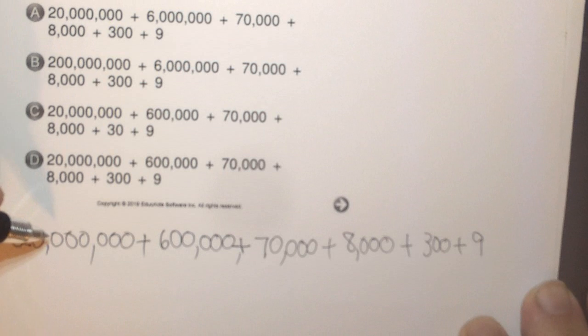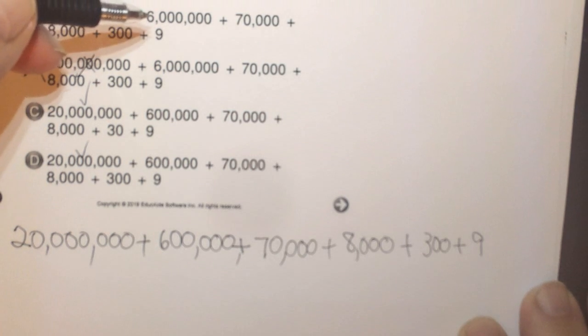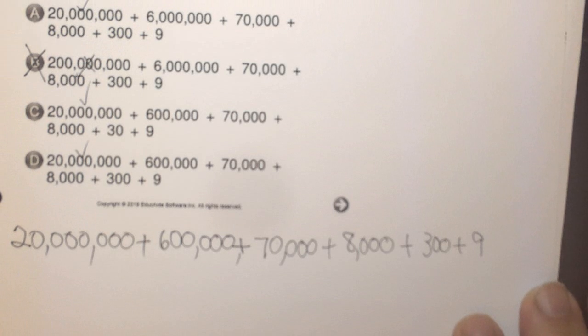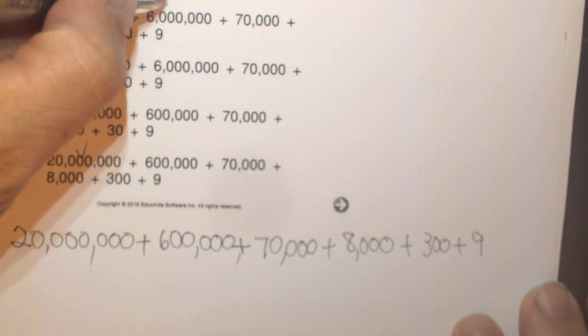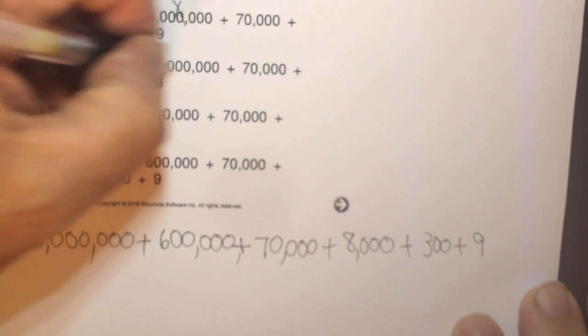Alright, so the first one is 20 million. This is 20 million. This is 200 million. So B's wrong already. This is 20 million and this is 20 million. Then I should have 600,000. This is 6 million. That's wrong. So A's marked off. B's already marked off.